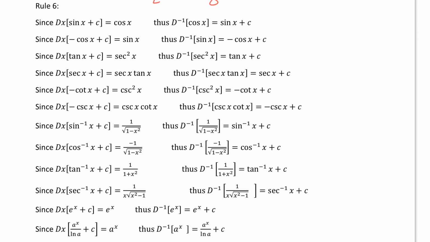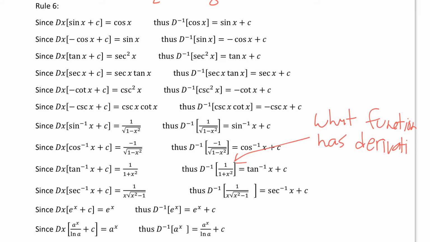And again, the way to remember these antiderivatives, for example, if we were to ask ourselves what is the antiderivative of 1 over 1 plus x squared, is to ask ourselves, what function has derivative 1 over 1 plus x squared? That's the question we ask ourselves. And if we can remember that the answer is tan inverse of x, then we have our answer.